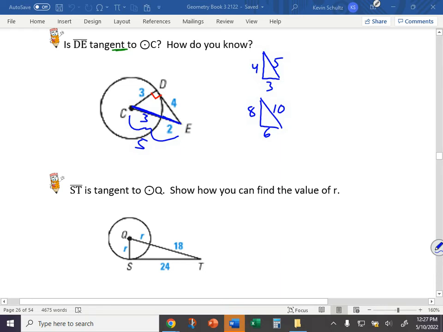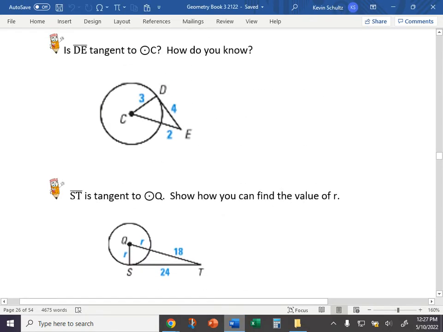Does anyone remember any other Pythagorean triples just off the top of your head? There's one other pretty common one. 5, 12, 13. Excellent. And there are several others, but anyway, I don't remember any of them. Let's look at the next one.